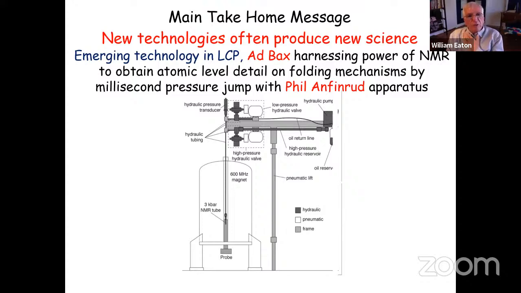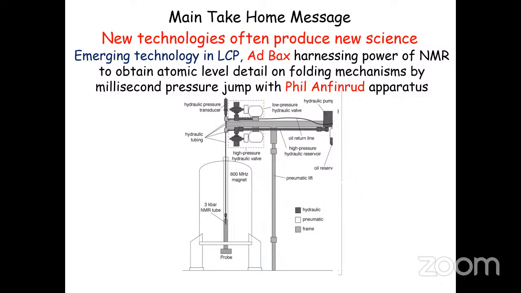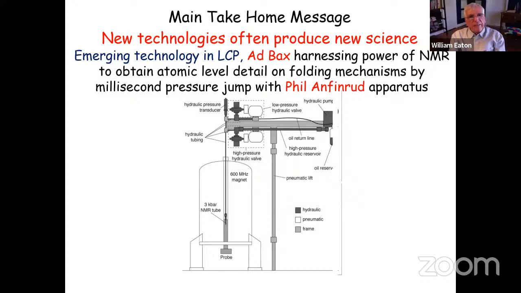And this is a plug for my colleagues Ad Bax and Phil Anfinrud. There's emerging technology in the Laboratory of Chemical Physics. Ad Bax is harnessing the power of NMR to obtain atomic level detail on folding mechanisms by millisecond pressure jump with an apparatus that Phil Anfinrud built, where they can jump the pressure and release the pressure in a millisecond to watch a protein fold on the millisecond time scale. And they do this thousands and thousands of times in order to do the necessary averaging because of course, the NMR signals are weak, so you need multiple jumps to obtain any data at all.